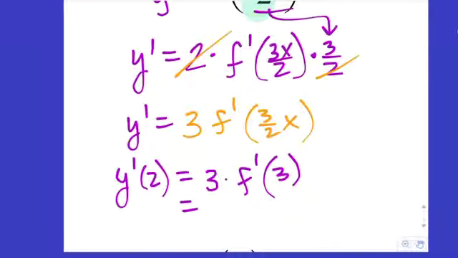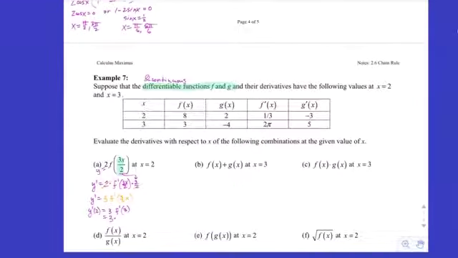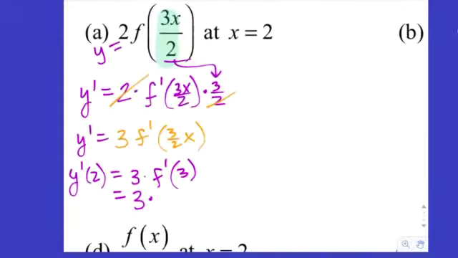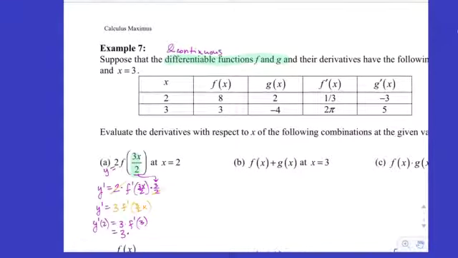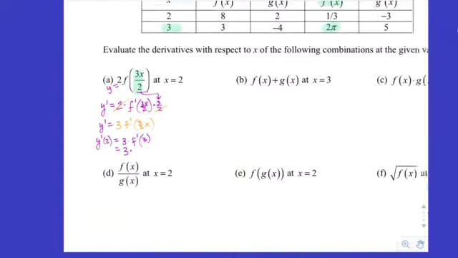Now I can plug in, at x equals 2. This is why we made it an equation. I can now say y prime of 2 is going to equal 3 times f prime of, if you plug in a 2 there, what's 3/2 times 2? 3. Now, where in the world am I supposed to get f prime of 3? From the table at the top, yeah. So hopefully it's there. If it's not there, you did something wrong at this point. But it's there. Lo and behold, 2 pi.